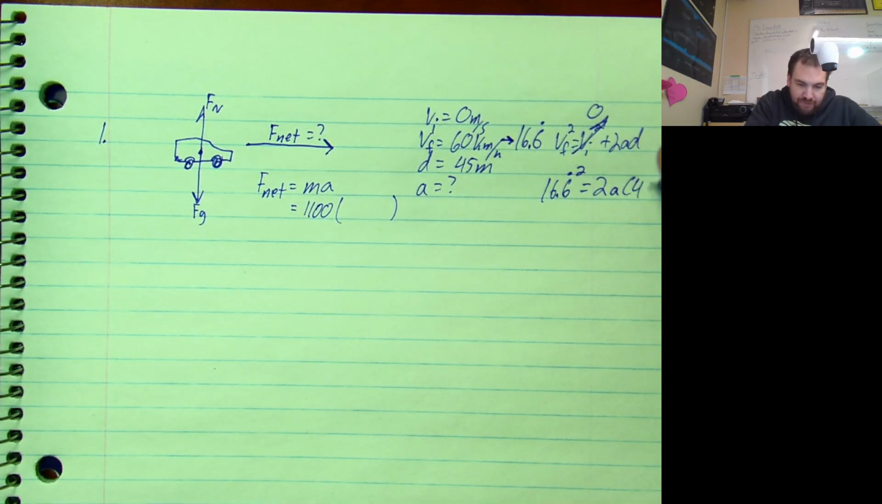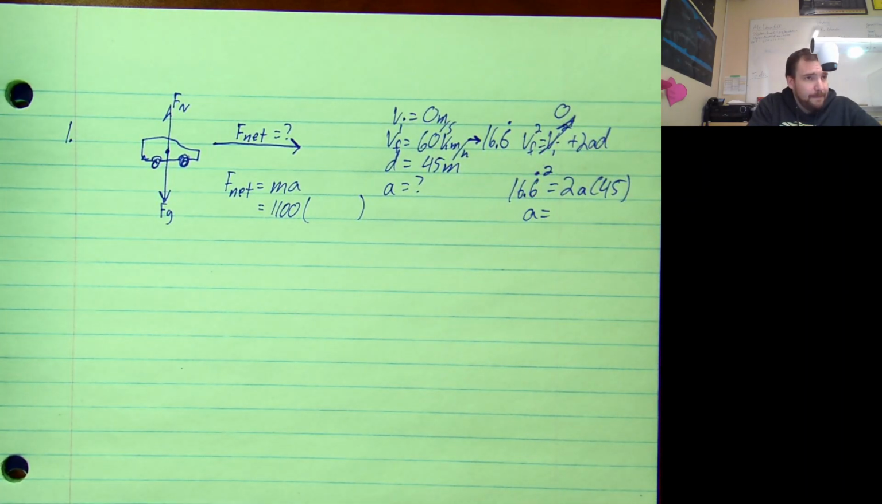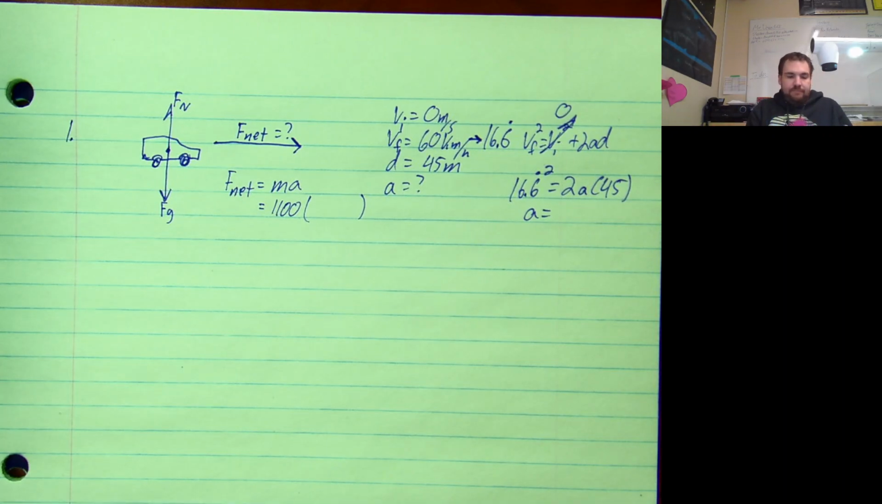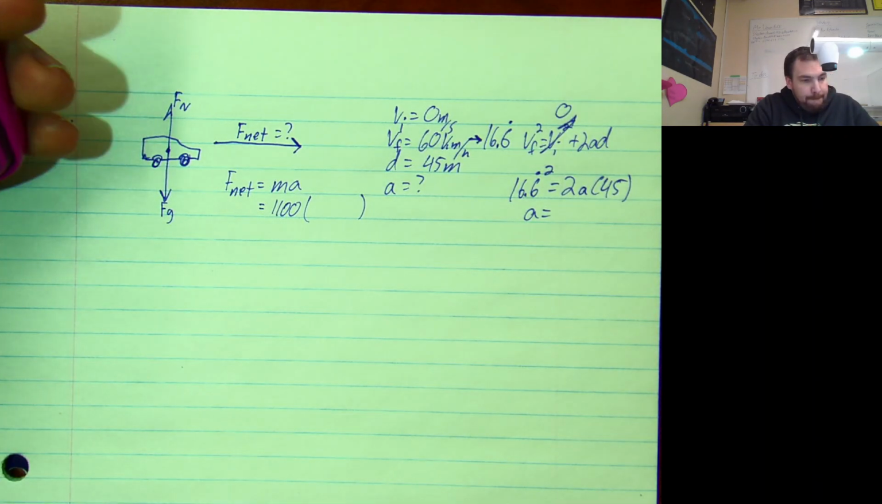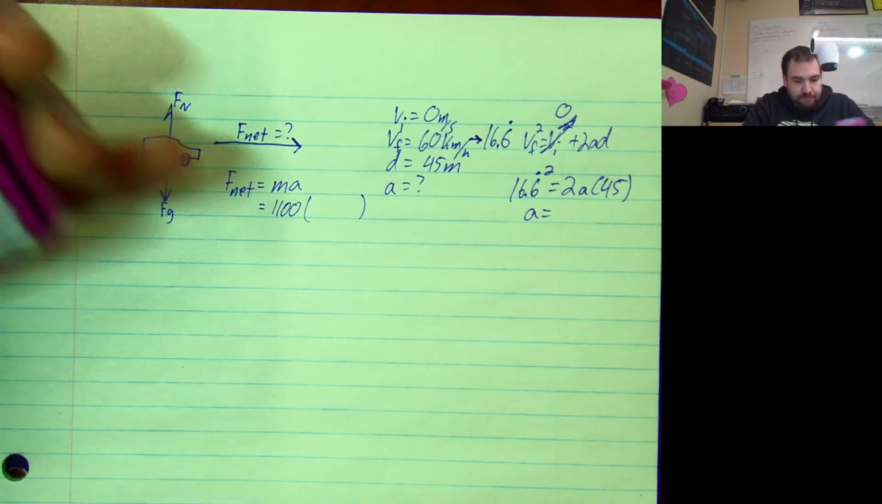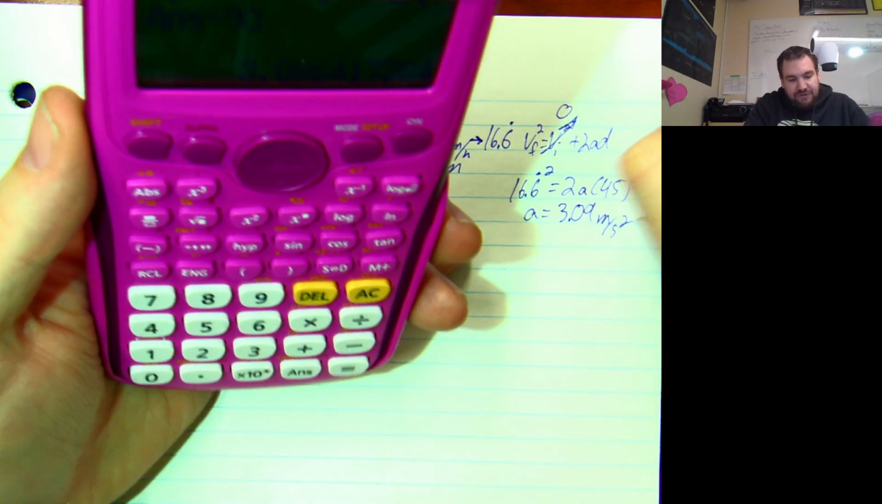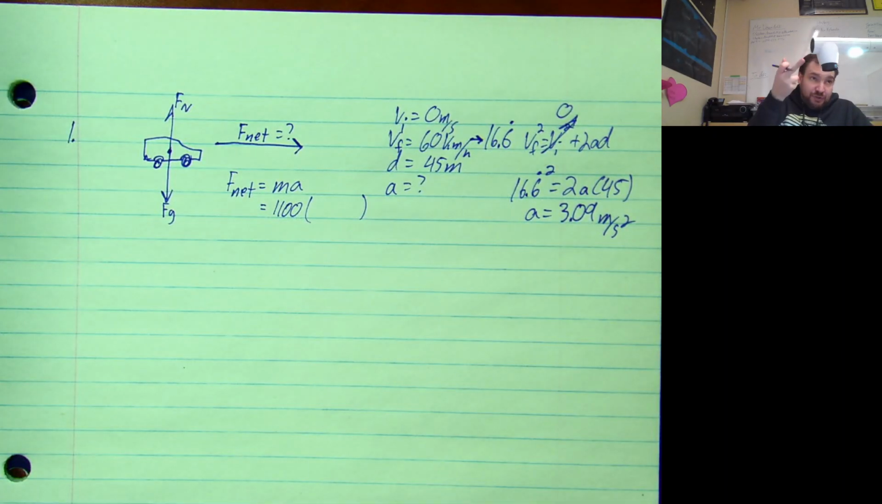Okay, so Vf squared is going to be 16.6 repeating squared equals 0 plus 2 times A times 45. What's A? What'd you get, Zaid? 3.08 if I did it right. I don't think you rounded it right, but yes. 3.09 meters per second squared, because I also used the repeated value. I see what you did. So that's the acceleration.